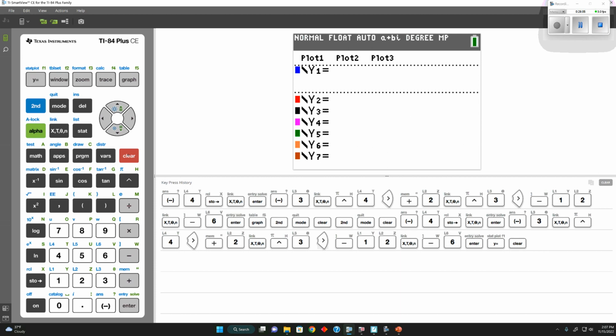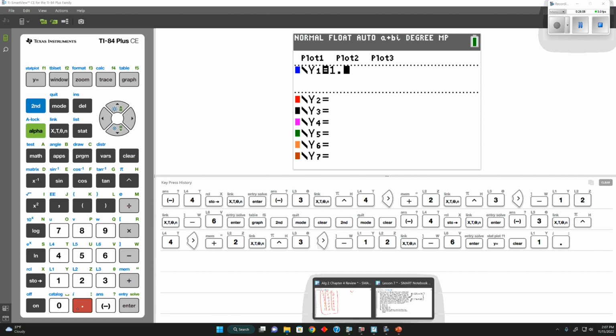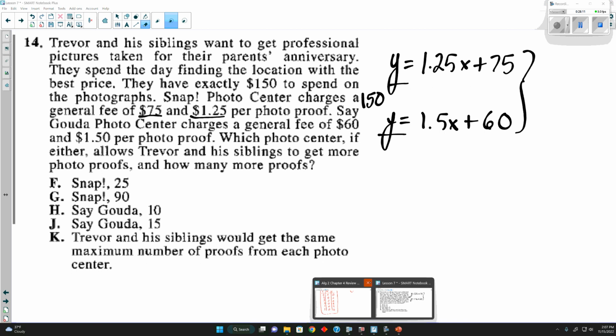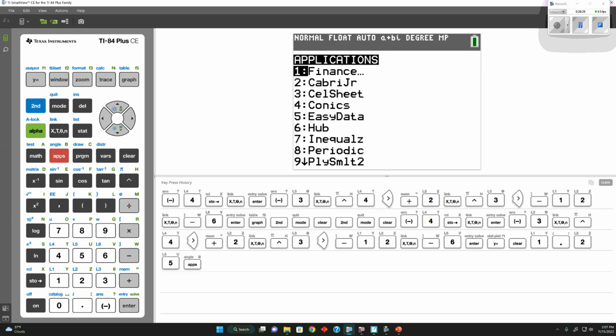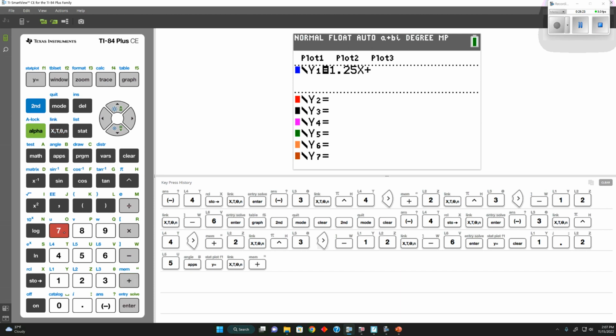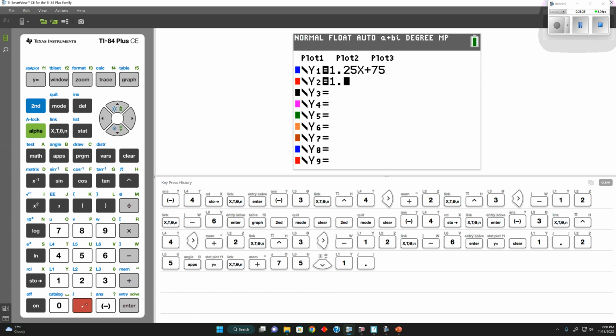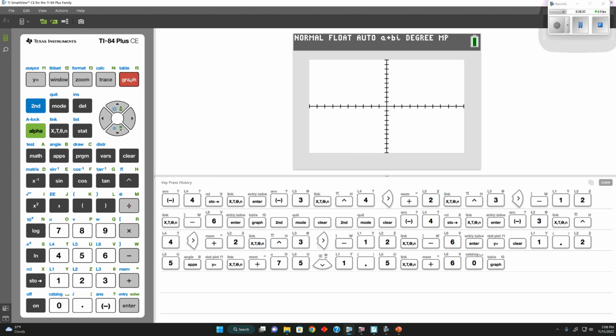Clear that out. So we have 1.25x plus 75. And the other is 1.5x plus 60. And we can graph it. And it has the graph because, again, remember the x and y. The x-axis is between negative 10 and 10. And the y-axis is between negative 10 and 10. And the starting value for both of these are 60 and 75. So it's way above. Well, we can go second table.